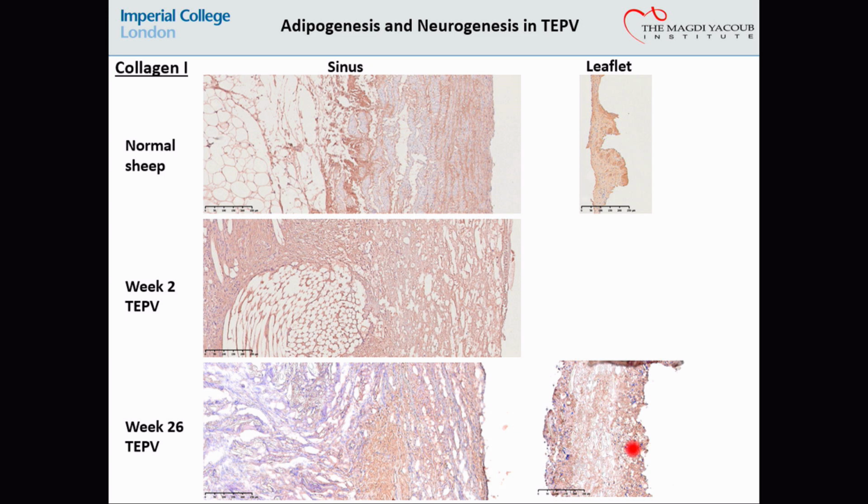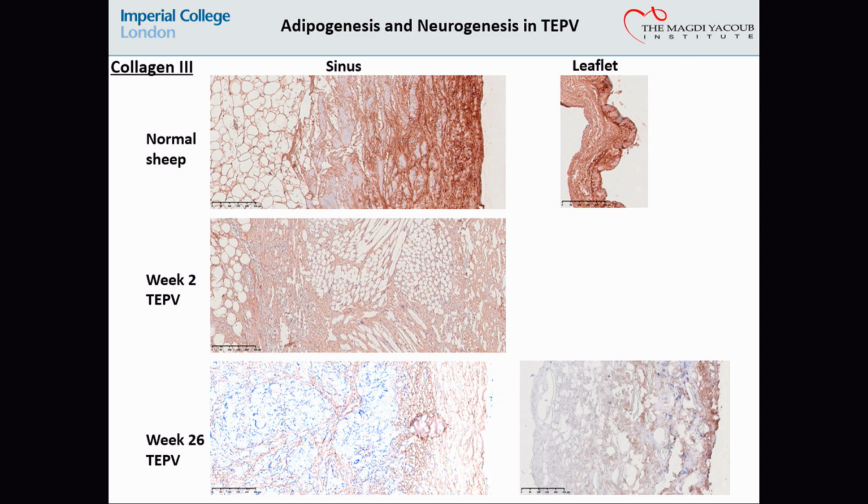And in the leaflet, by week 26, there is expression, but it seems to be more at the periphery of the leaflets. This is collagen 3. Again, you see aligned collagen in the normal sheep. Weak collagen 3 at week 2, and the beginning of alignment by week 26. A more homogeneous expression of collagen in the leaflet, and the beginnings of collagen 3 in the leaflet, but the leaflet remodeling is a lot slower.